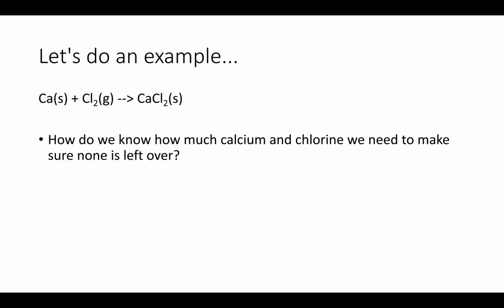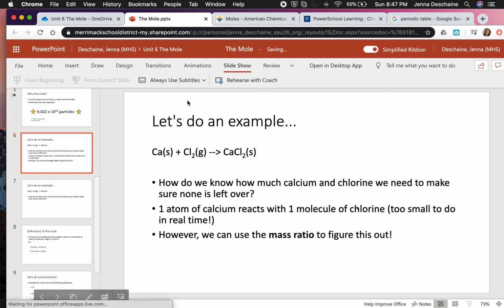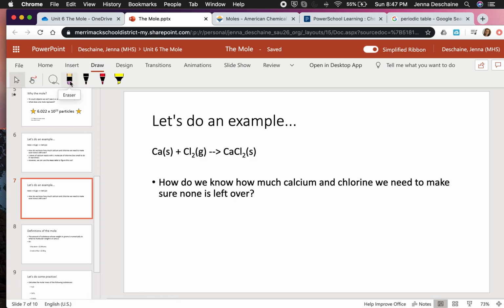So how do we use up all of the calcium and all the chlorine we have to make sure there's none left and it's all reacted together? And that's when the mass ratio would come in, okay? So to do this, all I would need to do is figure out the mass ratio. And the mass ratio is going to be the mass of chlorine over the mass of calcium, okay?